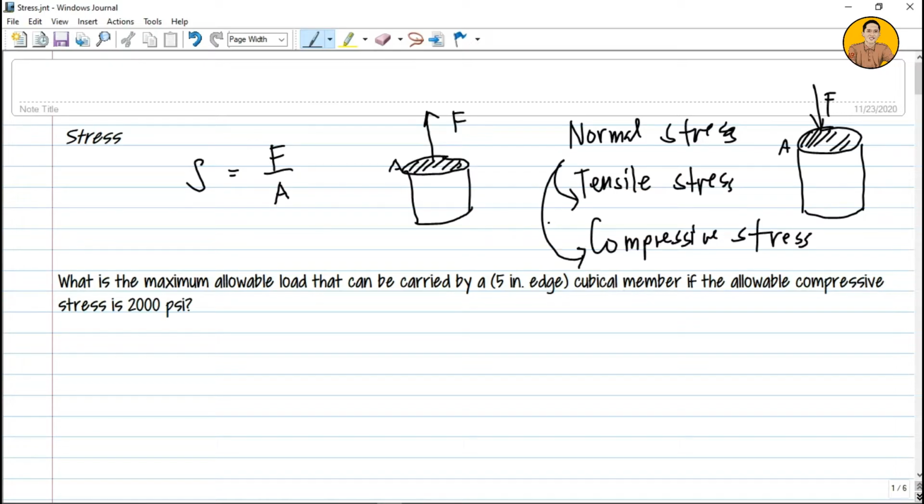Then we are going to define another types of stress, which is what you call the shear stress. Ano naman ang pagkakaiba ng shear stress sa tensile stress and compressive stress? So ang tensile stress and compressive stress, ang pagkakaiba lang nilang dalawa is the orientation of the force. Okay, the orientation or the direction of the force, but the area is still perpendicular.